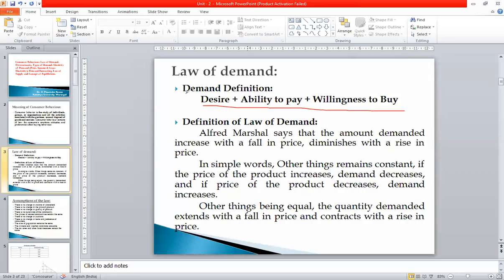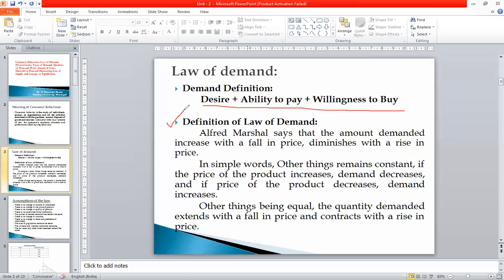That's why demand is defined by desire, ability to pay, and willingness to buy. These are the three things which we need to identify. And then when it comes to the definition of the law of demand, many economists have given popular definitions, and it's a basic principle, basic theory, which gives you the law of demand.